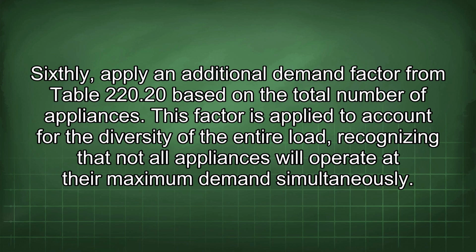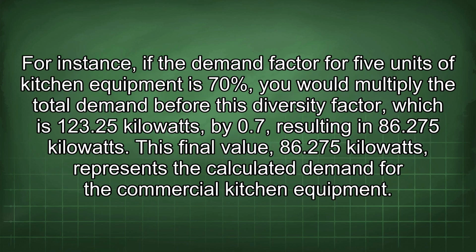This factor is applied to account for the diversity of the entire load, recognizing that not all appliances will operate at their maximum demand simultaneously. For instance, if the demand factor for 5 units of kitchen equipment is 70%, you would multiply the total demand before this diversity factor, which is 123.25 kilowatts, by 0.7, resulting in 86.275 kilowatts.